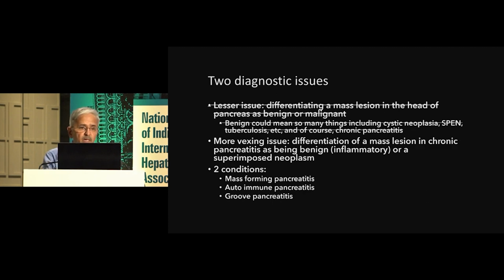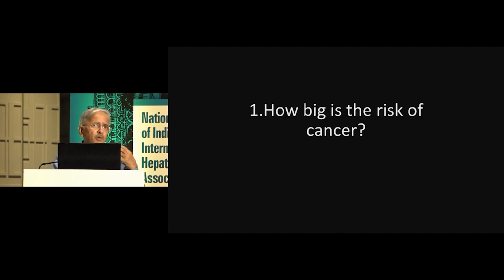neoplasm. And I've said two conditions, but there are actually three conditions there: mass-forming pancreatitis, autoimmune pancreatitis, and groove pancreatitis. And we're not going to talk about autoimmune pancreatitis today, so the other two we're going to talk about. I'm going to try and answer 5 questions, which I have posed to myself.